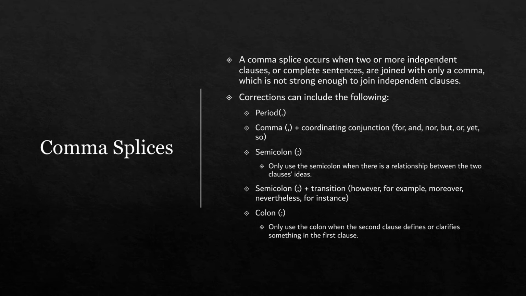Remember, each of the coordinating conjunctions, for, and, nor, but, or, yet, so, indicate a specific relationship between the two clauses it's connecting. Be sure to use them precisely, otherwise you are likely to confuse the reader.